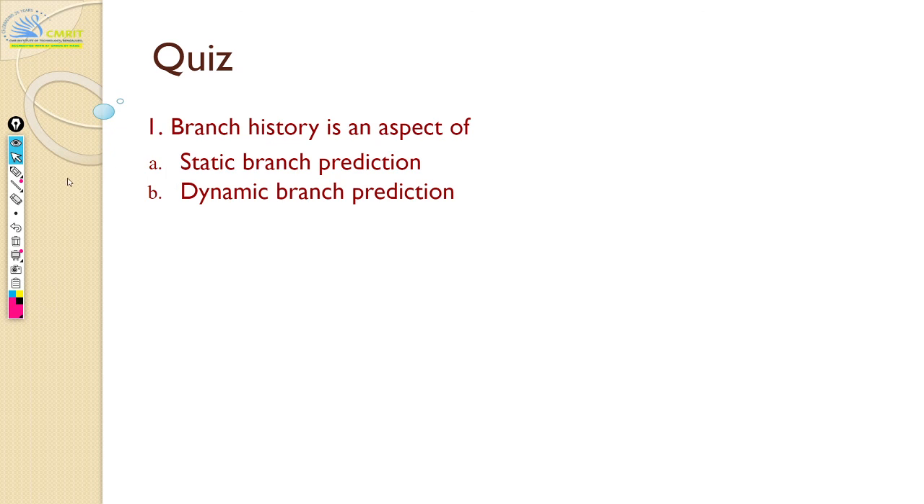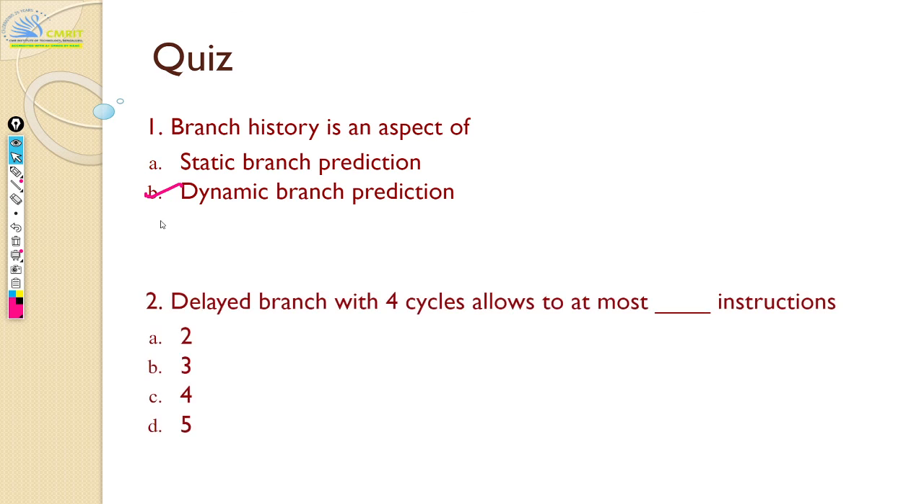Branch history is an aspect of static branch prediction or dynamic branch prediction? B, that's correct. Very good, thanks, Ujjwal. Branch history is an aspect of dynamic branch prediction, and static branch prediction uses only compilers. Good.